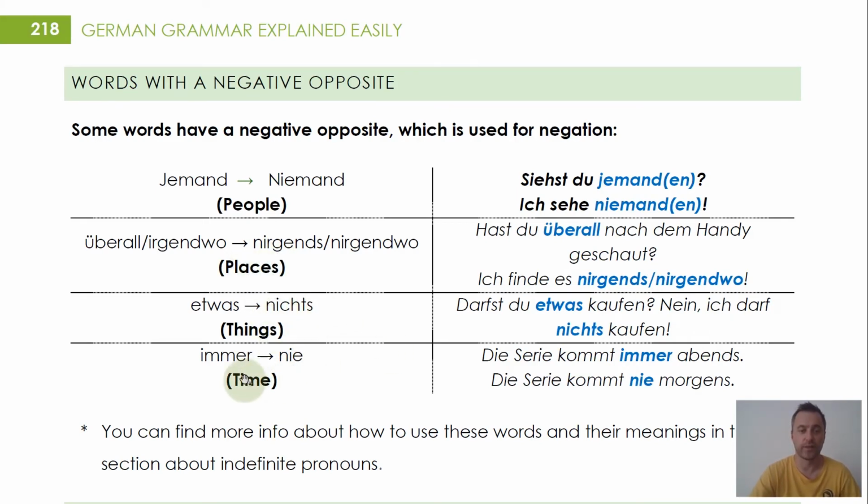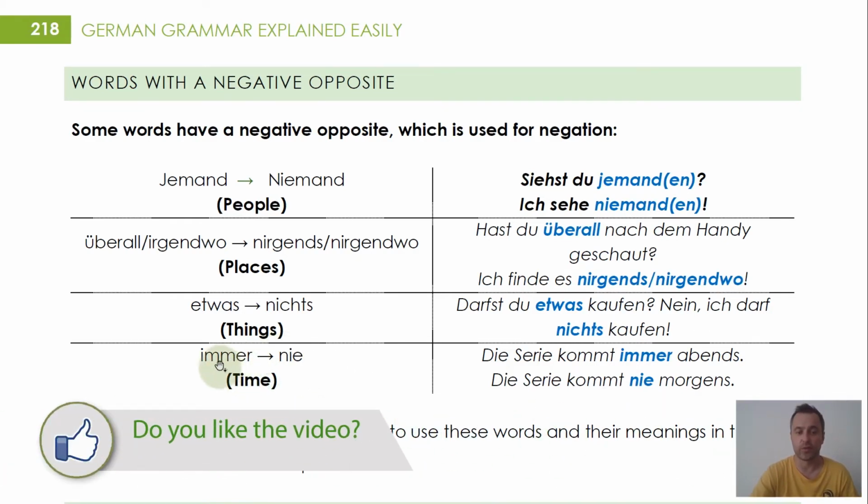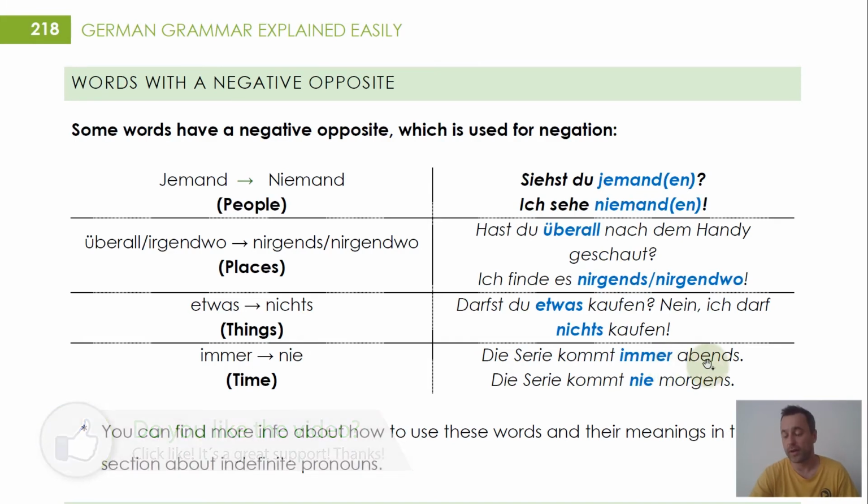This is for things. And then we also have the negative opposite for the time. Immer and nie, so always and never. Die Serie kommt immer abends. The series is on every evening, or always in the evening, word by word. Die Serie kommt nie morgens. The series is never on in the morning. So here you have the same thing like in English. It's exactly the same.